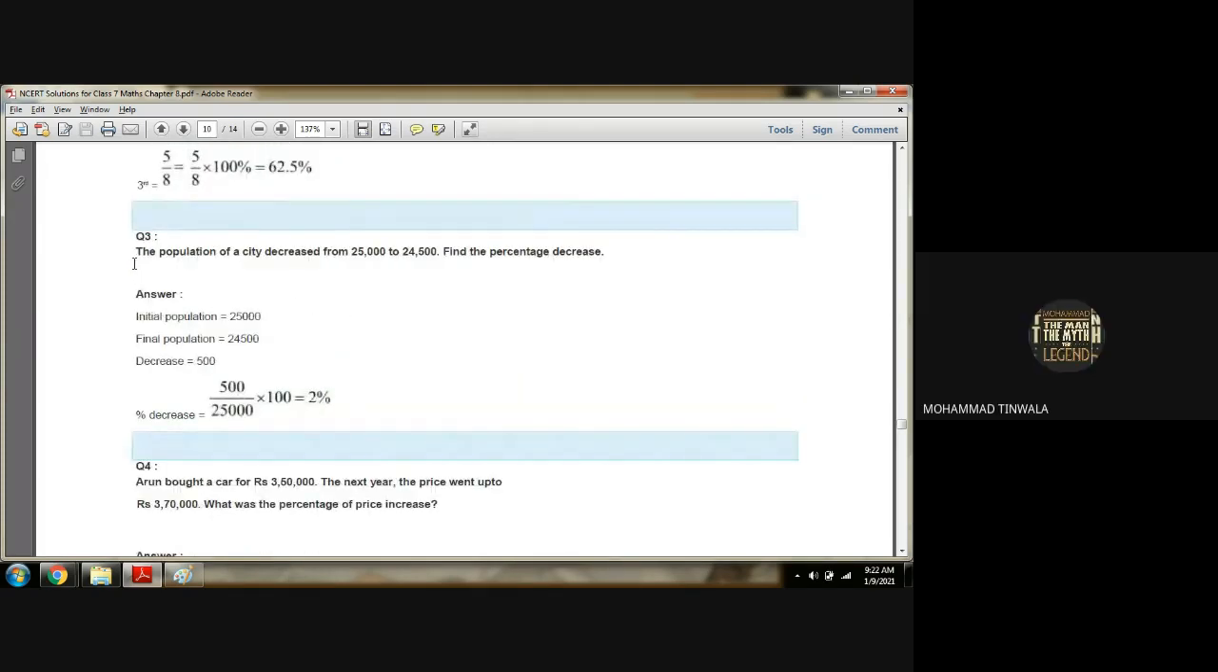Question number 3. Who will read this? Can I? Okay. The population of the city decreased from 25,000 to 24,500. Find the percentage decrease. Now what we have to do here? The population of the city decreased from 25,000 to 24,500.